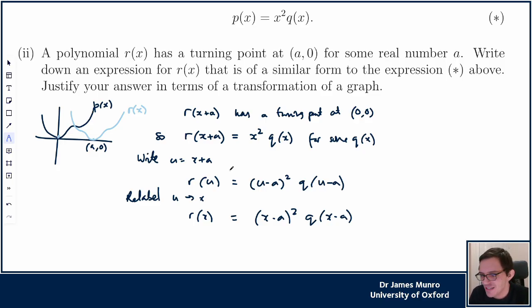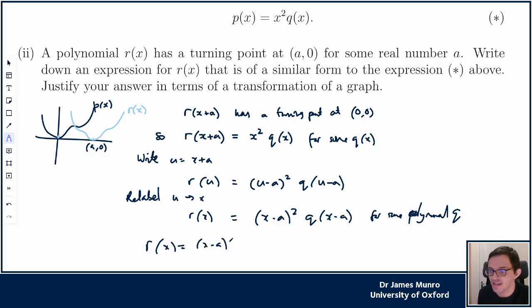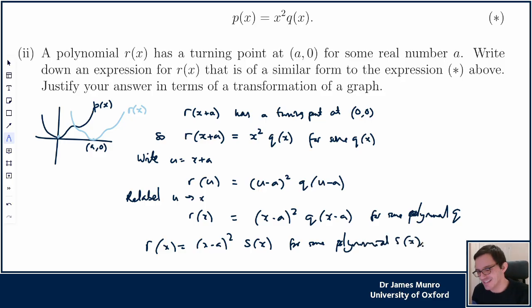Anyway, this gives me the expression r of x is equal to x minus a squared times q of x, still for some polynomial q. Of course, q of x minus a is a polynomial with all the x's switched to x minus a's, which is still a polynomial. So if you like, you could write r of x is equal to x minus a squared times s of x, for some polynomial s. And that's exactly equivalent, and it looks a little bit more like star, so that's also nice.